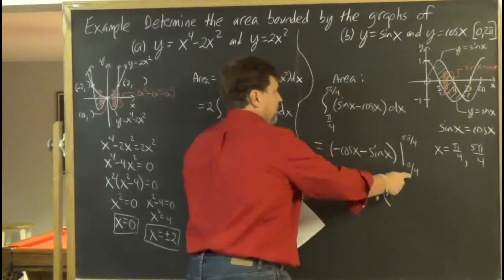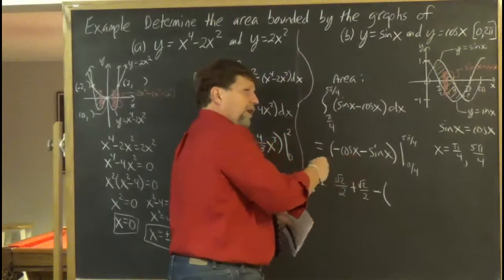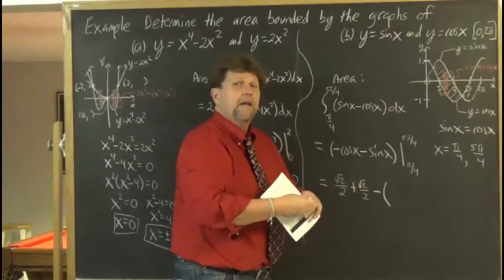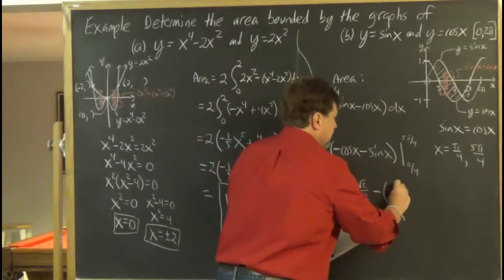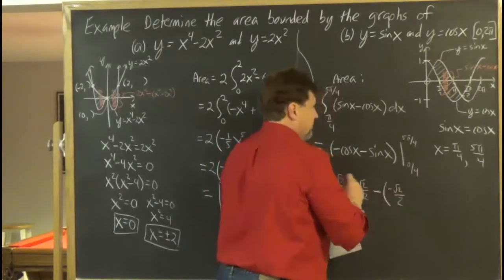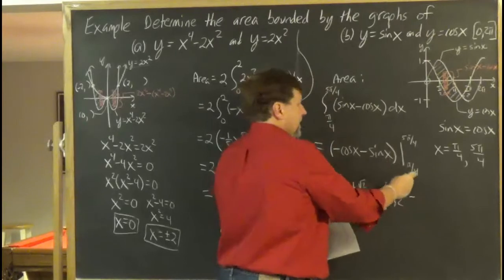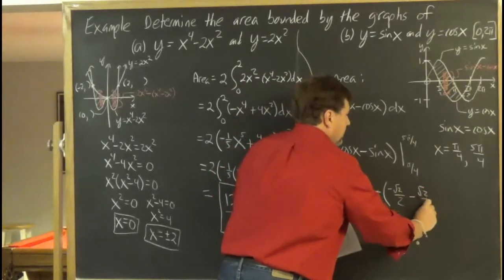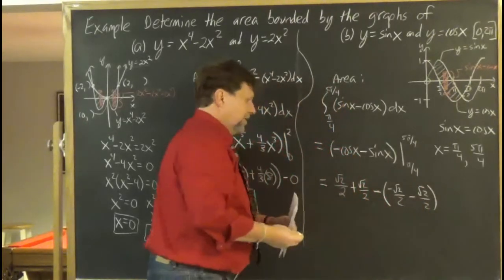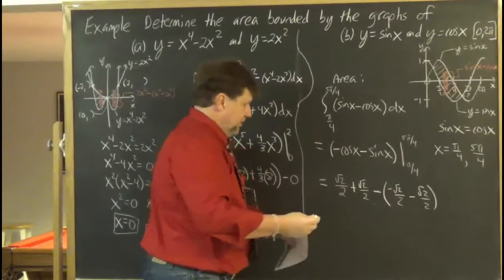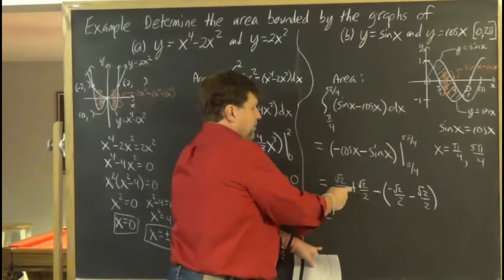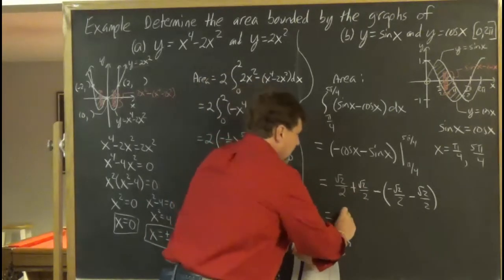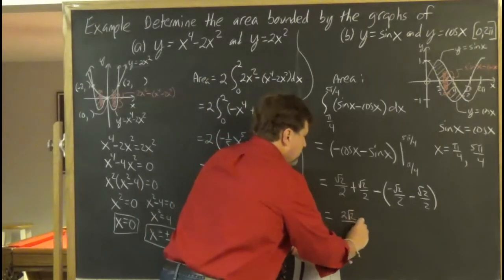Minus, okay, now pi over 4 comes in for x. Well, the cosine of pi over 4 is square root 2 over 2. So the opposite of that is negative square root 2 over 2. And the sine of pi over 4 is square root 2 over 2. A lot of square root 2's over 2's roaming around here. Square root 2 over 2 plus square root 2 over 2. Yeah, well, that's 2 square root 2 over 2.